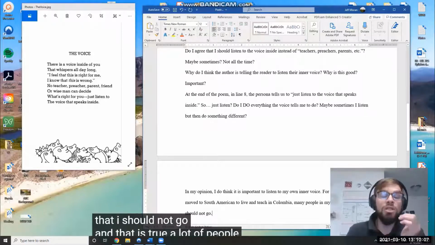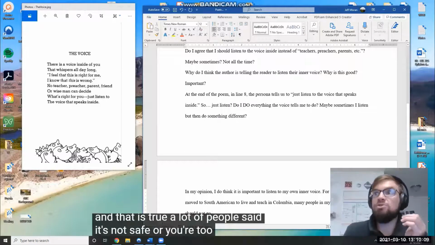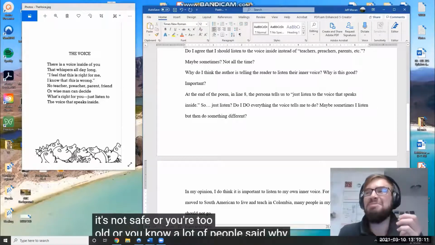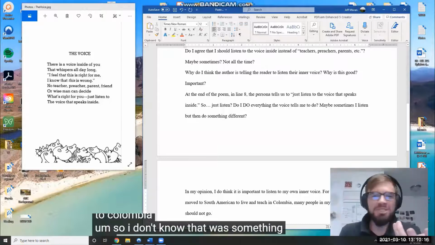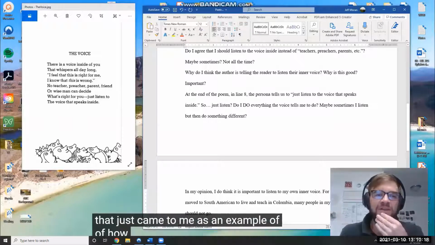And that is true. A lot of people said it's not safe, or you're too old. A lot of people said, why would you leave America? Why would you go to Colombia? So I don't know. That was something that just came to me as an example of how I would connect to this voice poem.